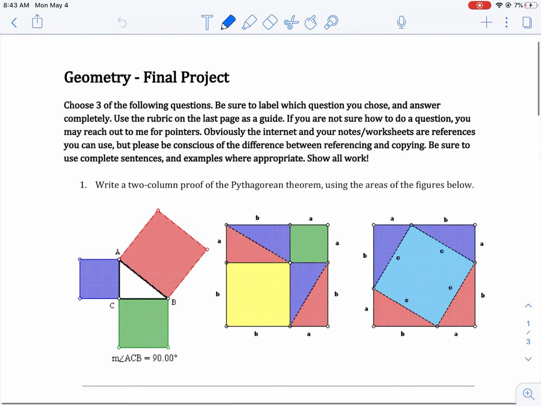Once you submit this, there is no redoing this. However, if you want some feedback from me, you can submit it on Google Classroom, but put in the comments, hey, can you give me some feedback on this before I turn it in? And I can do that for you. But once you actually turn it in and I grade it, that is the grade you get.